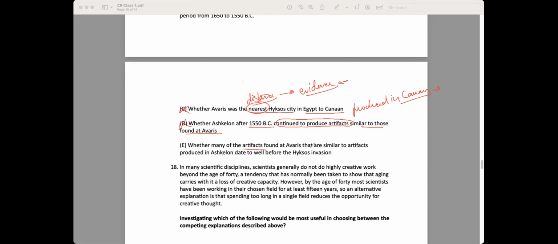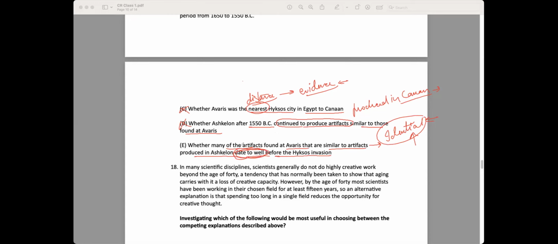Whether many of the artifacts found at Avaris that are similar to artifacts produced in Ashkelon date to well before the Hyksos invasion. Now this tells me we found the artifacts, they were identical. We are not challenging that. They were identical artifacts, fine, no problem. But whether that evidence can be used to make any conclusion or not, that's what we are checking. It opens up the possibility that those identical artifacts were already present before the invasion.